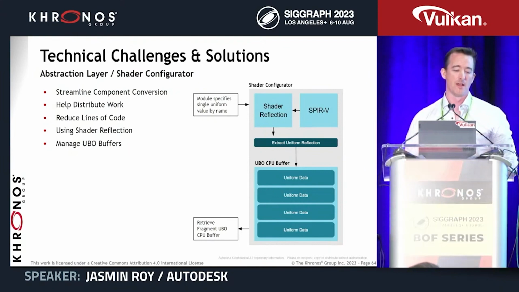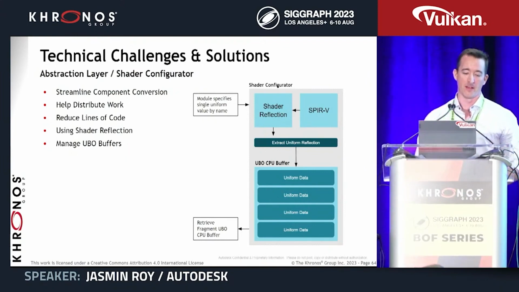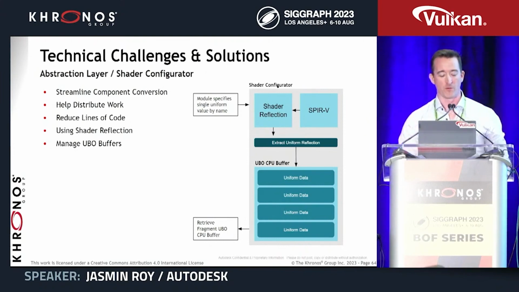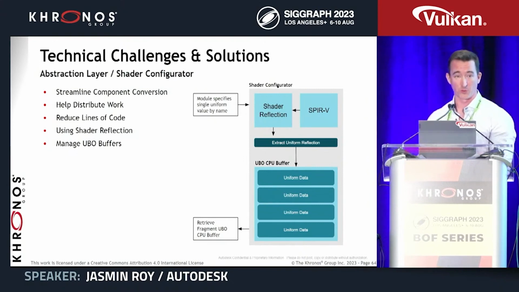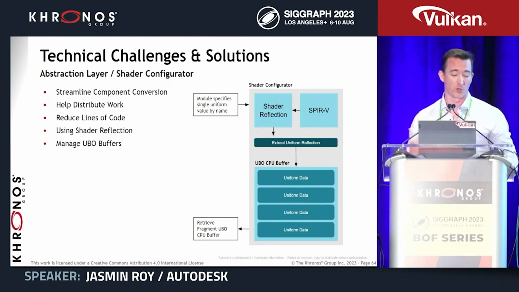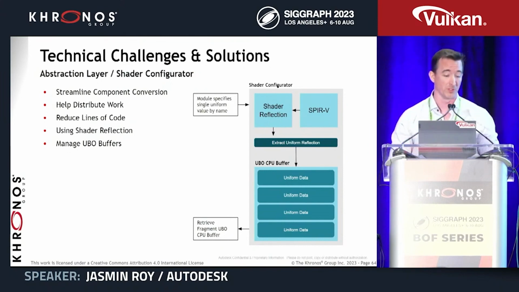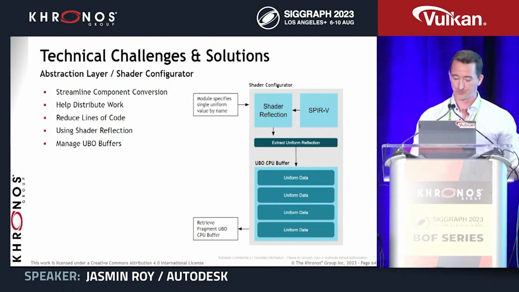So for example, one of these tools that we created is the shader configurator. It basically uses shader reflection. So if you want to set a uniform by name, it was super easy. Basically the configurator will find the correct offset in the buffer to set the uniform value for you. So this really reduces the amount of lines of code you need at the end.